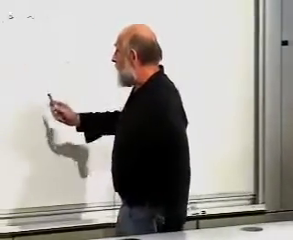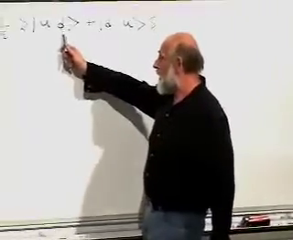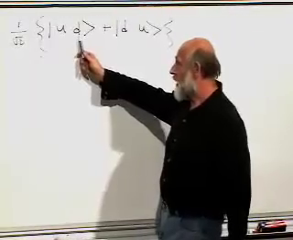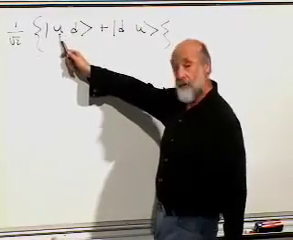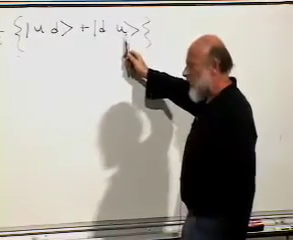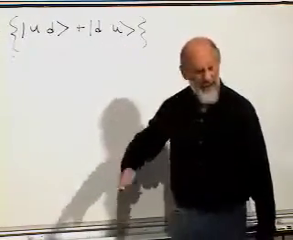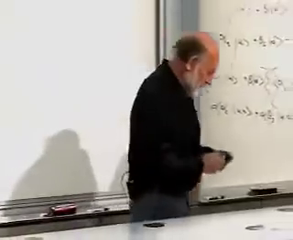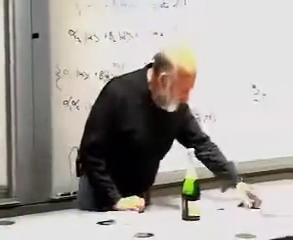This state has the property that if you measure the second electron to be down, then the first electron is up. And if you measure the second electron to be up, the first one is down. You know what I mean. I'm getting tongue-tied. It's getting too late.